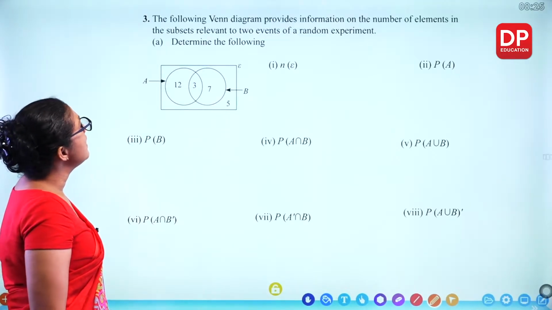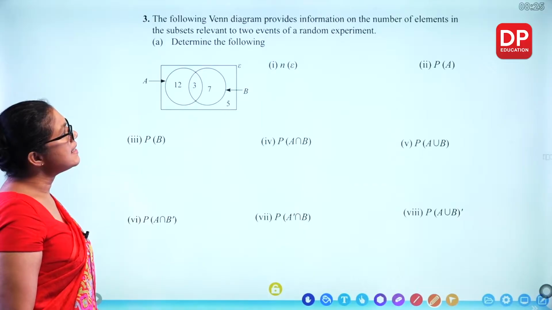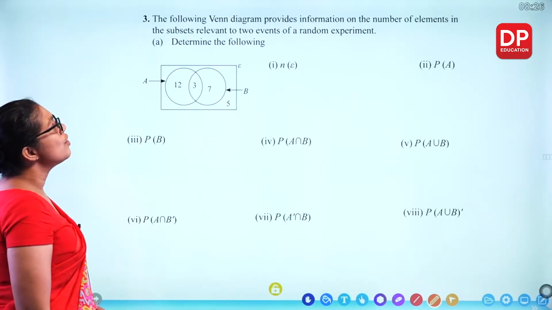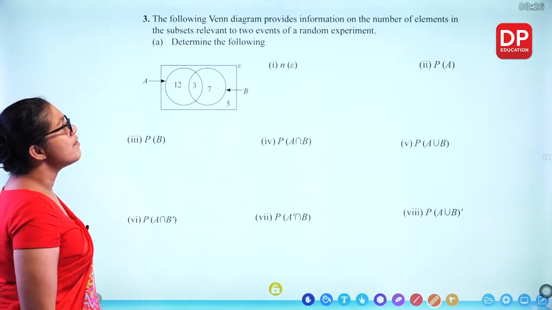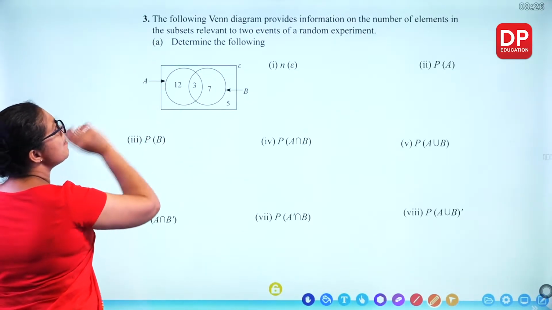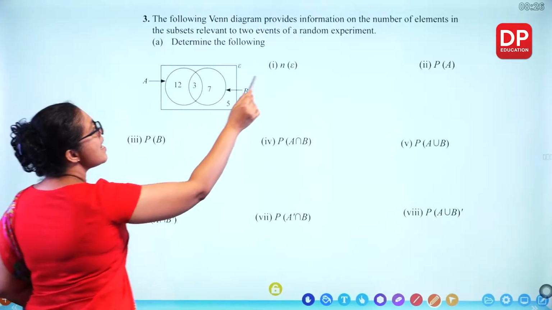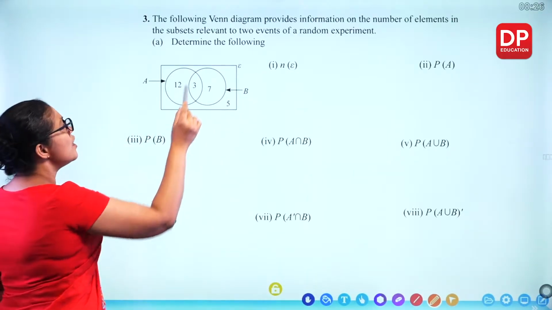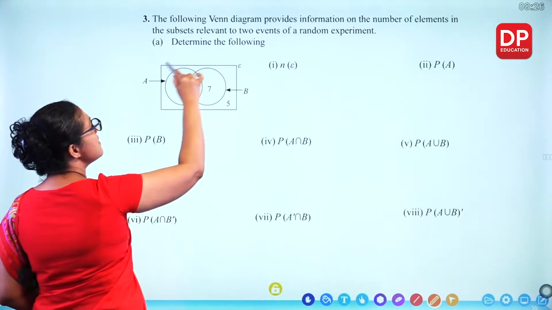Question number 3. The following Venn diagram provides information on the number of elements in the subsets relevant to 2 events of a random experiment. Determine the following. n(E). This is epsilon. Can you remember epsilon is a universal set. That means entire set.